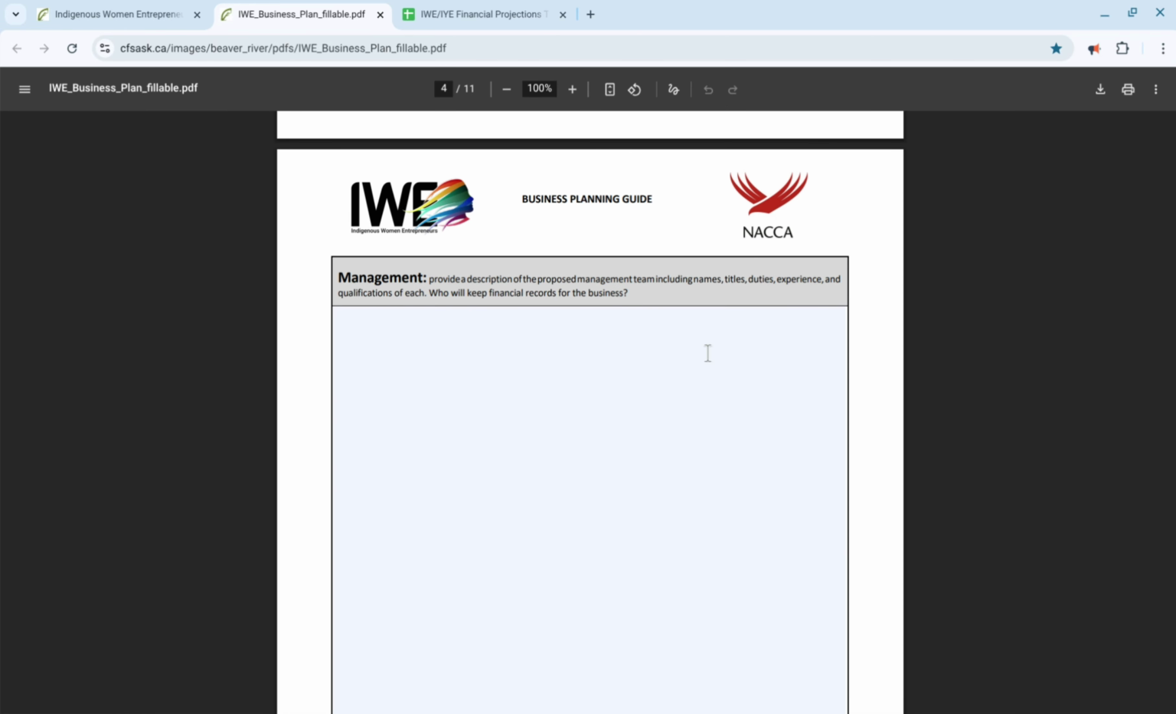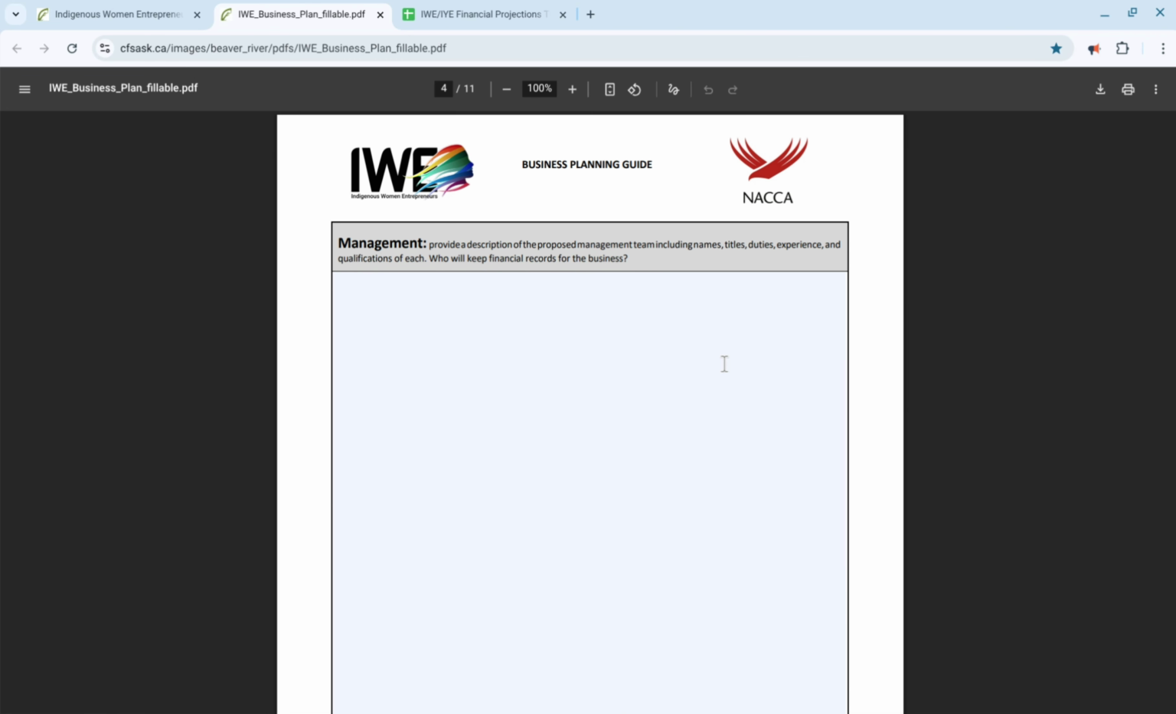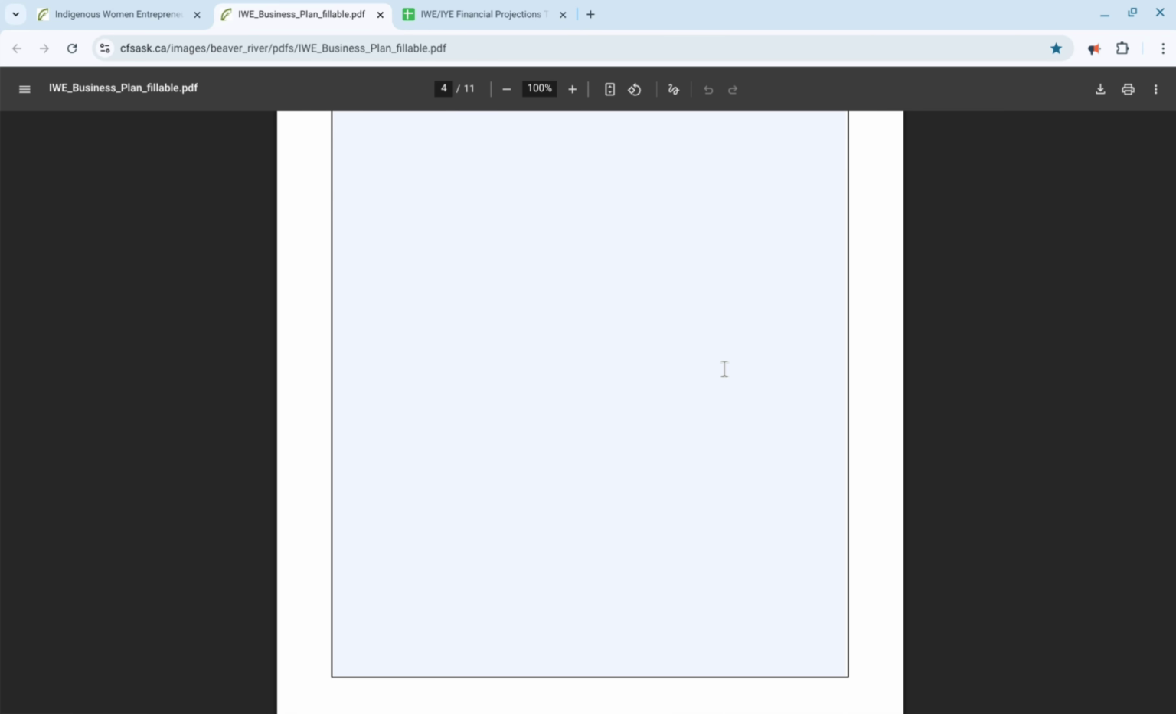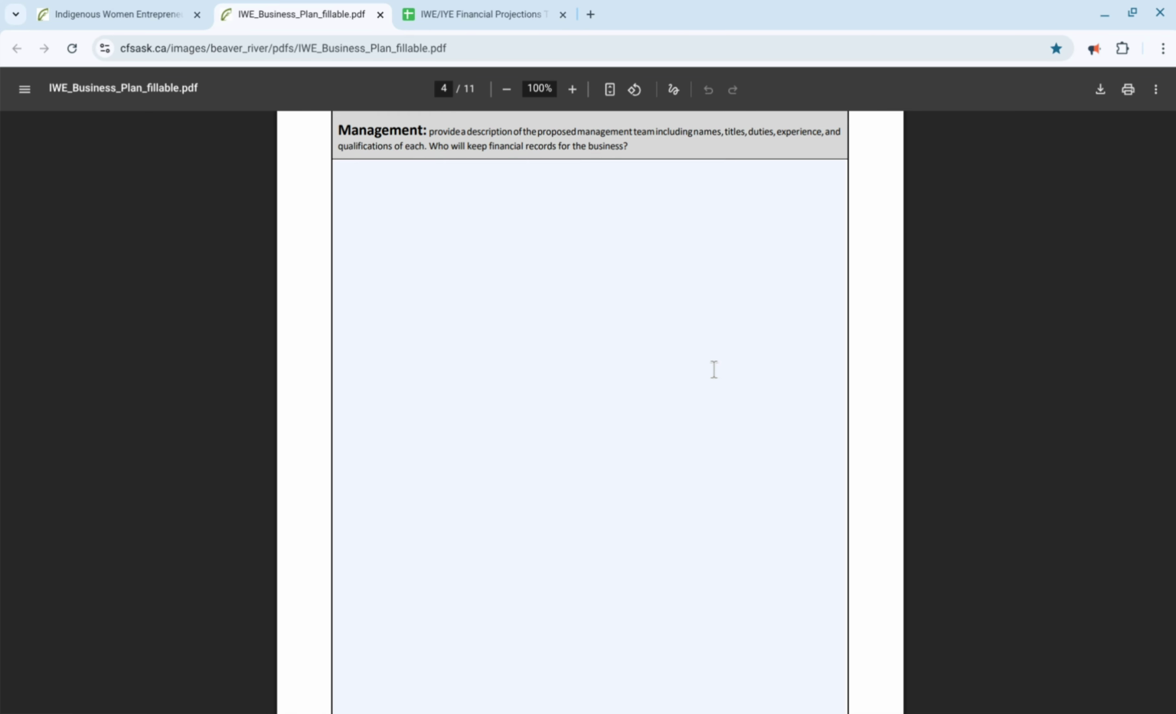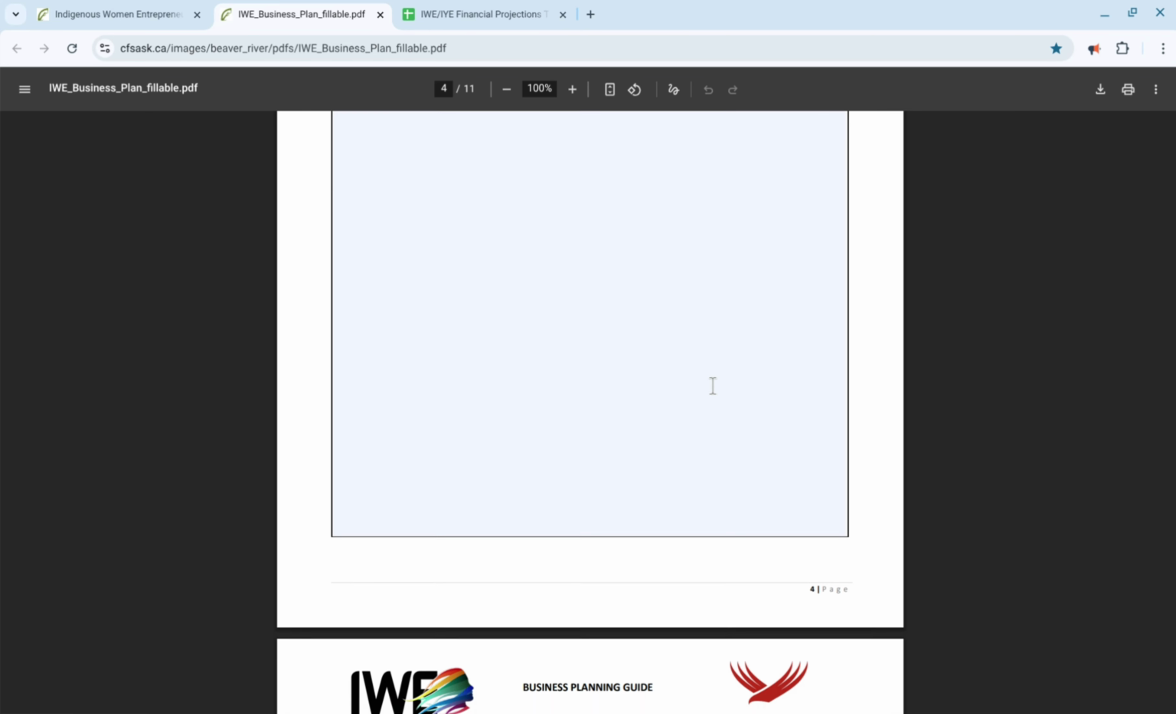And now lastly in this section, who will keep financial records for the business? So will that be you, the owner? Will that be a bookkeeper? Will that be an accountant? Will that be multiple people? Who's keeping the financial records for the business? Just briefly explain that. And then you can continue down here. It's a pretty big section here, just in case you have multiple people that you need to put.